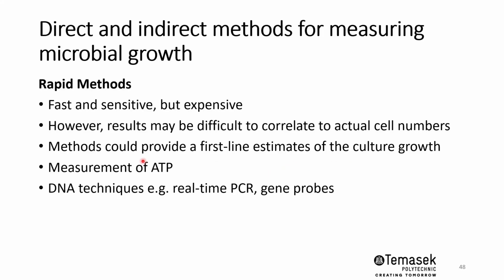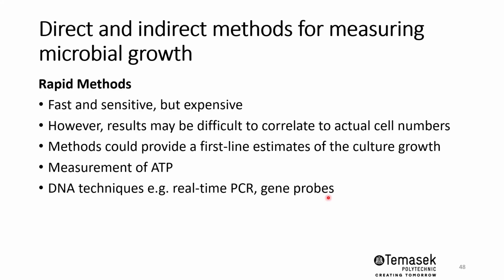We know ATP is produced as an energy source from microbes, so if you're able to measure the ATP amount, that will possibly give you an insight of whether there are a lot of viable cells in the specimen culture. You can also use DNA techniques such as real-time PCR gene probes to determine the genetic content of the specimen. We know that certain eukaryotic cells are nucleated, so a higher readout of your genomic DNA, for example, will give you an estimate of the cultural growth in your specimen.